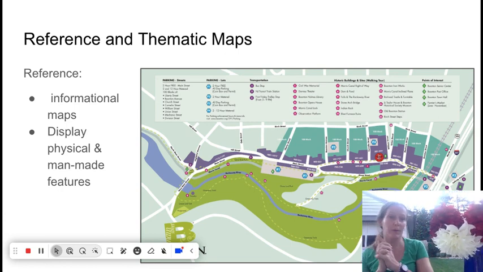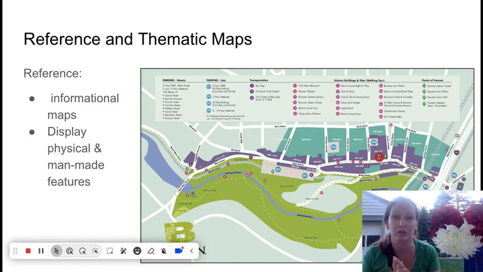So today we're going to talk about two major types of maps. We have reference maps and we have thematic maps. Most of the maps you see in your life are a reference map. If you looked in the back of our classroom and you saw Miss C's map of the world, that's a reference map, right? If you look at a map for fire drills and where we go for our exits, that's a reference map. If you look at a map of New Jersey, it's most likely a reference map.